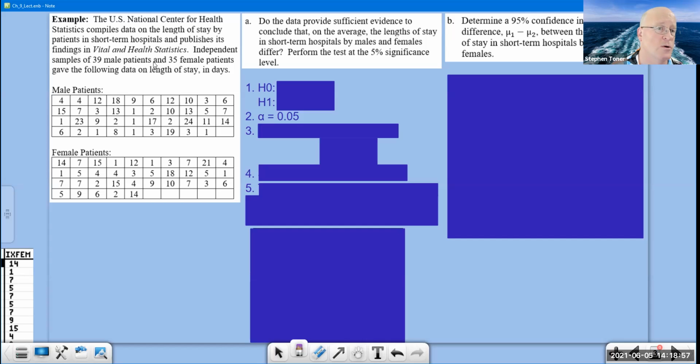So here we go. The U.S. National Center for Health Statistics compiles data on the length of stay by patients in short-term hospitals and publishes its findings in this journal.